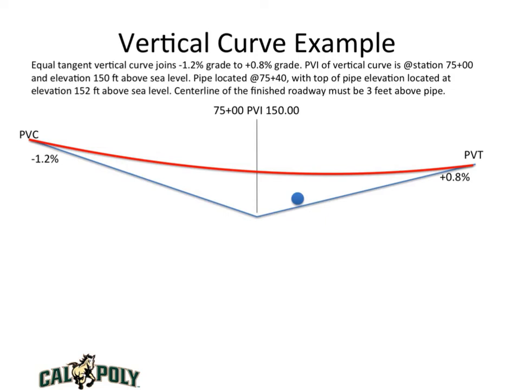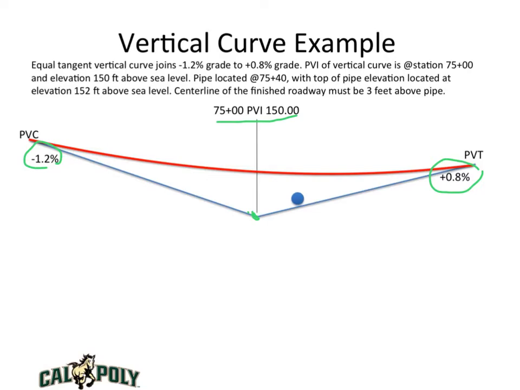Here's a vertical curve example. A classic one that I call the pipe problem. So we have a sag vertical curve with equal tangents, and it's joining a 1.2% negative grade with a plus 0.8% positive grade. The PVI of the vertical curve is located at station 75 plus 00, and the elevation of the PVI point down here at the intersection is 150 feet.